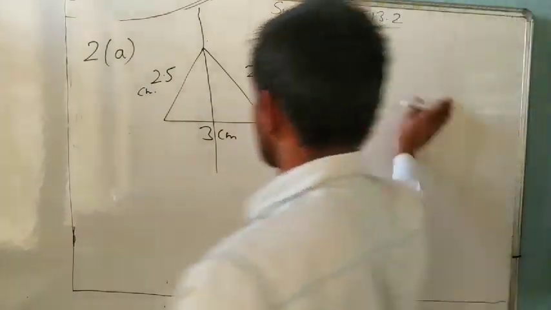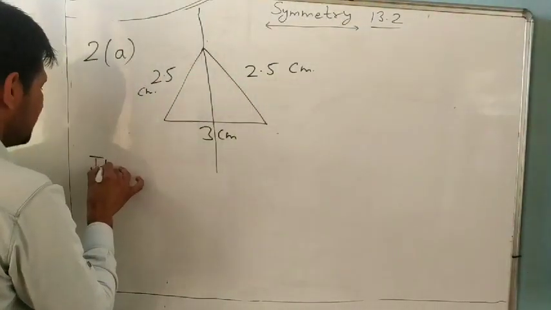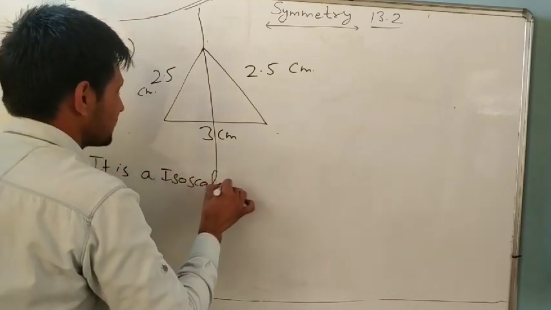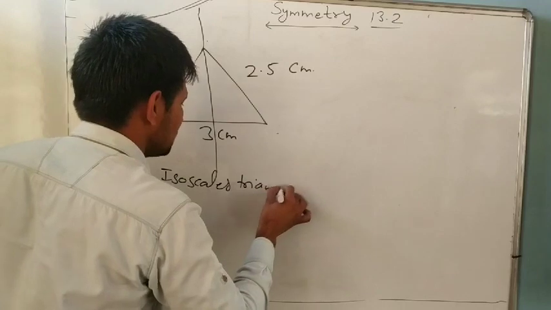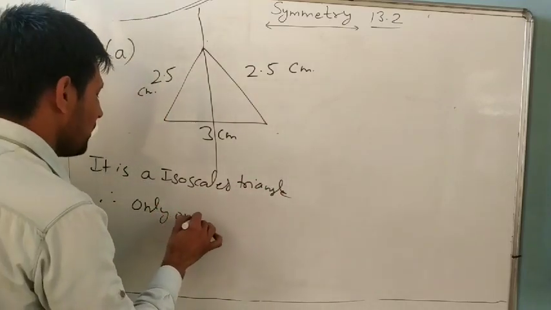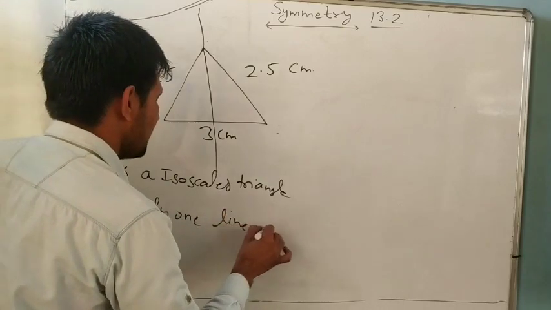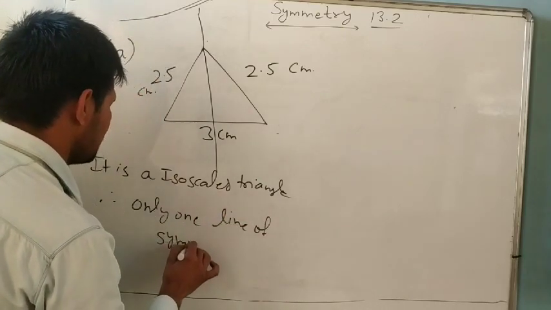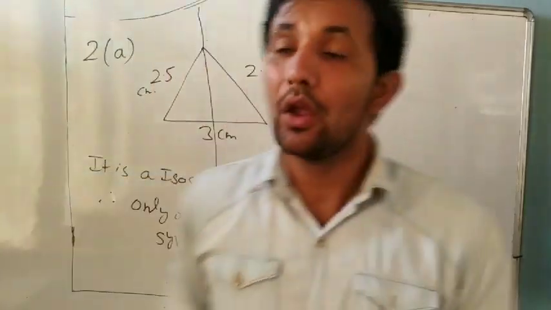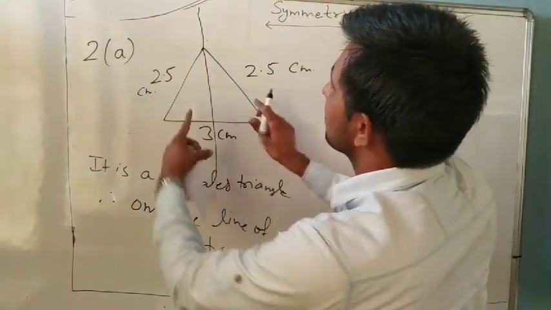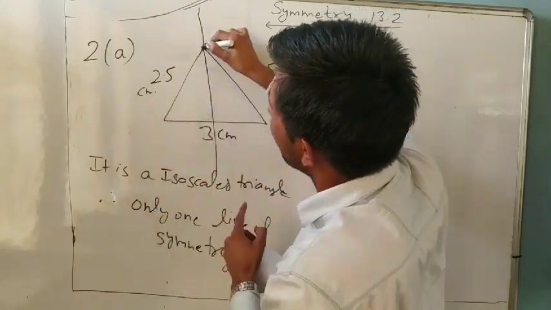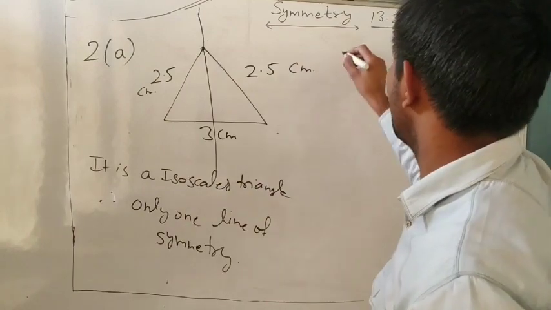So it is an isosceles triangle, therefore only one line of symmetry. And one line of symmetry from where? Where the two equal sides meet each other. This side and this side are equal. Where do they meet? Here. So it is a line of symmetry.